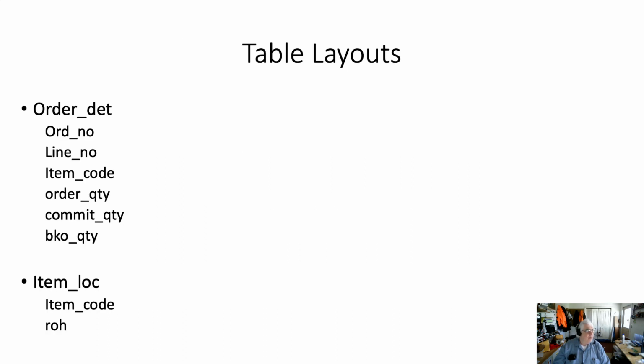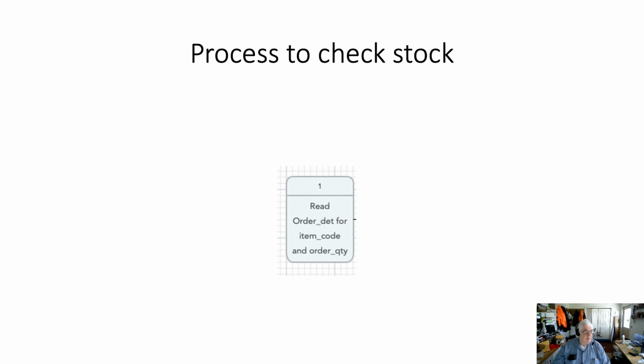Alright, so we're going to talk about two tables, order detail and item location. Order detail has the order number, the line number, the item code, the order quantity, committed quantity, and back order quantity. And as we go through, you'll figure out why we have 3 quantities. But item location only has an item code and a rack on hand count. So we have a simple world where we only have inventory stored one place. If we know the item, we know how much rack on hand count we have.